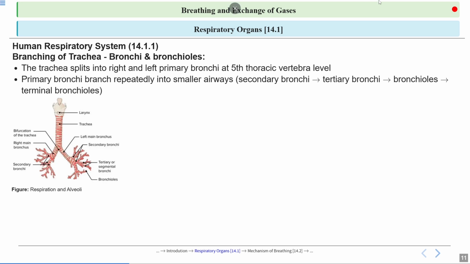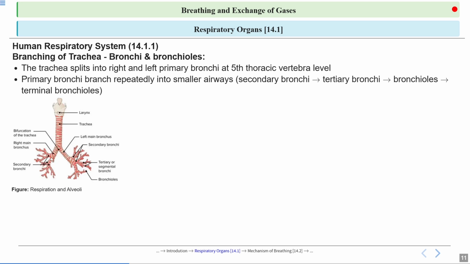Okay, so here you can see the image showing the human respiratory system. This is the larynx, known as the sound box. Then you have the trachea. The trachea is surrounded by cartilaginous rings so that it doesn't collapse when air is absent. That's why the cartilaginous rings are present within the trachea, to prevent its collapse when no air is present.